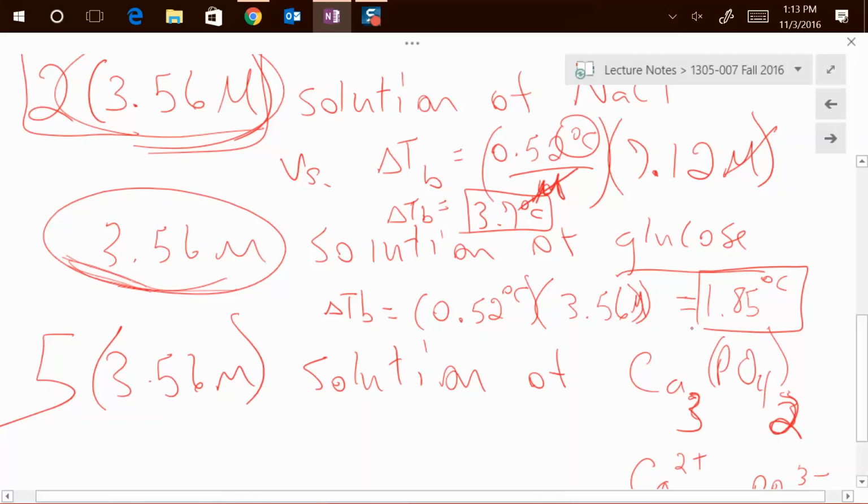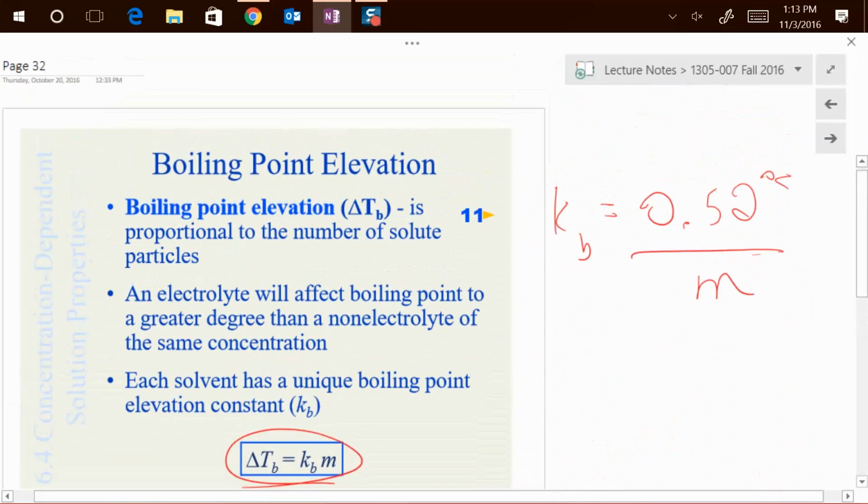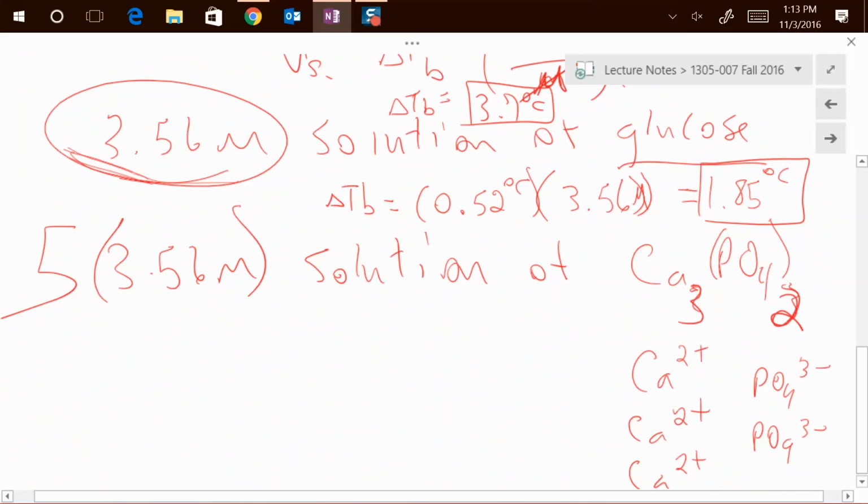Where did you get the 0.52? It's a constant. It's the KB of water. It never changes. It's always that. So you get it from a list or they tell it to you in the question. The KB is this for water. So what was the new temperature? Do we get the 100 and then add what we got? That's right. 101.85.